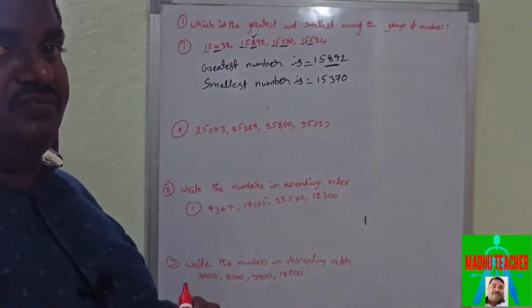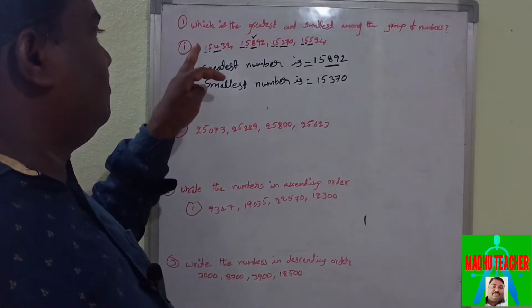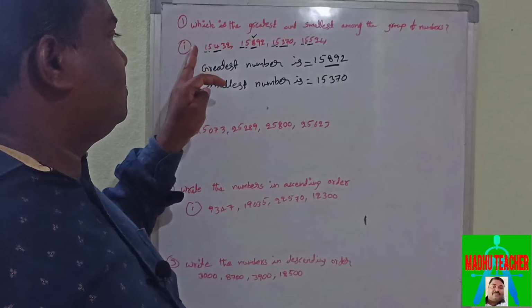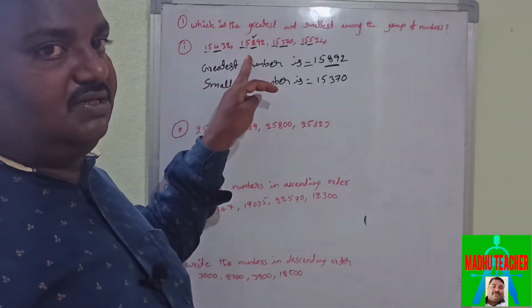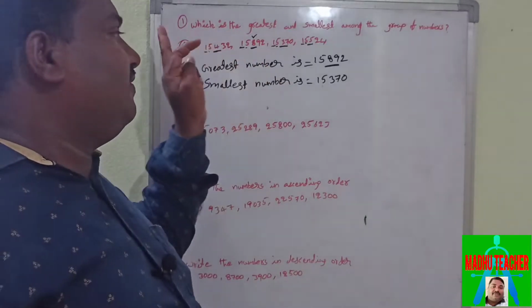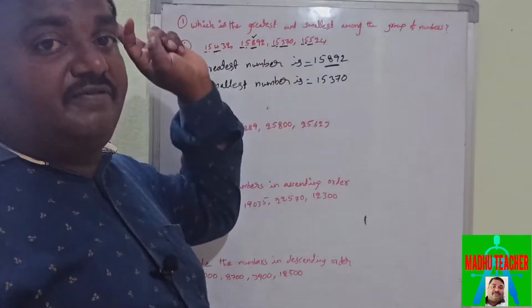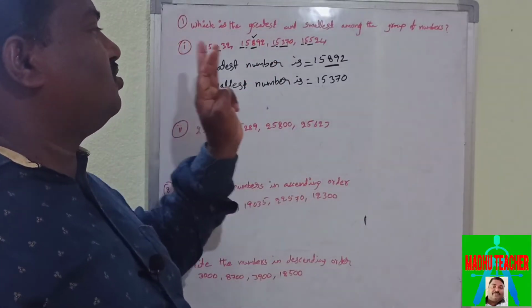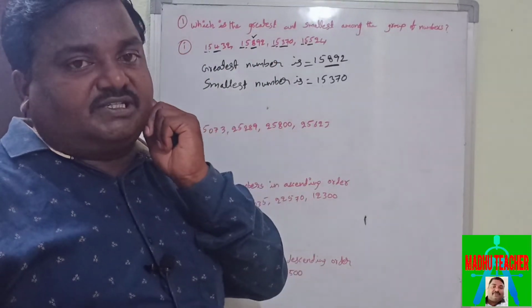15,370. So what we are doing? Observing the first digits from left. If they are equal, then go to the second digits. If they are equal, go to the third digit. If they are equal, go to the fourth digit. Like this, you have to observe the digits from left.